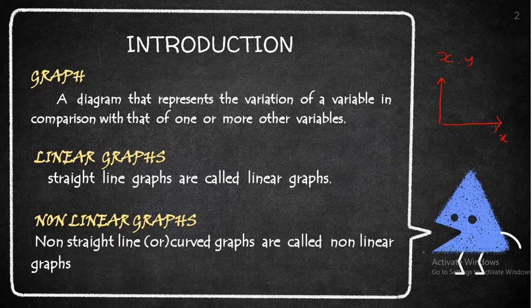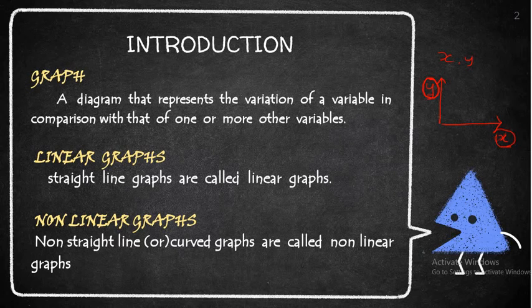I will take x along the x-axis and y along the y-axis. So, if y is changing, then you can see the change in x also, right? So a graph is nothing but a diagram that represents the variation of one variable. Variation means the change of one variable compared to the other variable. So whatever graph we get after seeing the variation of one variable with respect to the other variable, that diagram is called a graph.